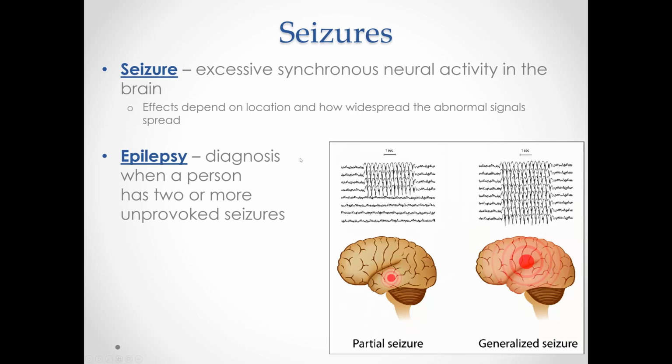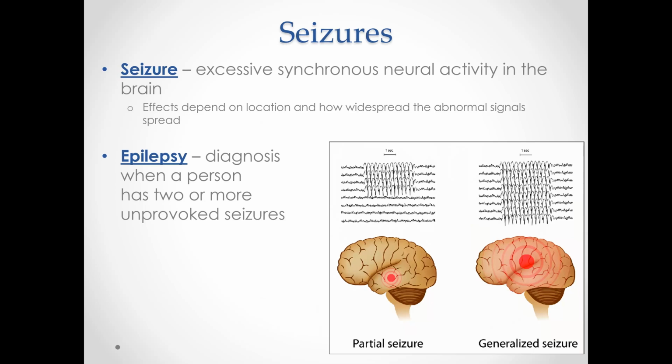Epilepsy is actually a diagnosis you get only after you've had 2 or more unprovoked seizures. And that means that no other cause for those seizures could be found. Like it wasn't a seizure due to a fever or poisoning or a recent head injury. If you just have a seizure out of the blue and then you have another one out of the blue, you'll end up with a diagnosis of epilepsy.